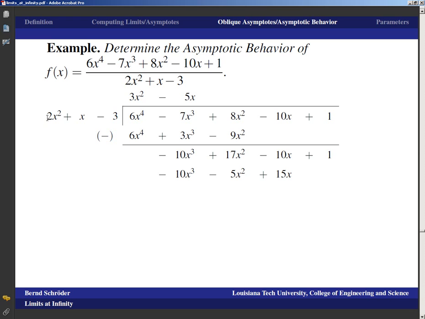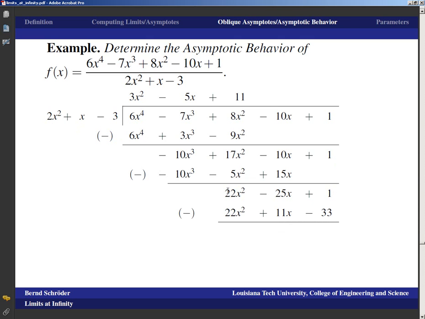We get negative 5x times 2x squared is negative 10x cubed. Negative 5x times x is negative 5x squared. And negative 5x times negative 3 is 15x. And if we subtract that off, the 10x cubes go away. 17x squared minus 5x squared is 22x squared. Negative 10x minus 15x is negative 25x. And the plus 1 we copy down. And 22x squared divided by 2x squared is 11. Of course, that gives us 22x squared from here, 11x from here, and negative 33 from here.